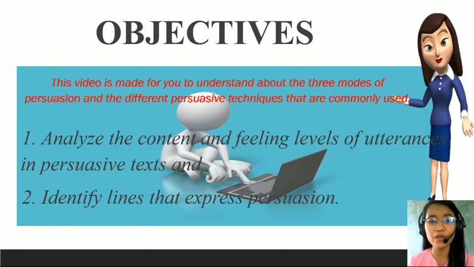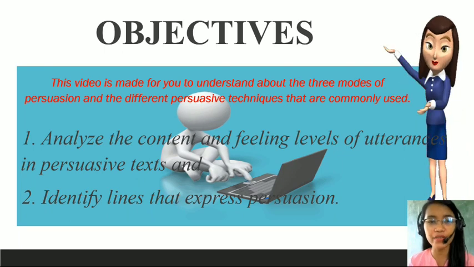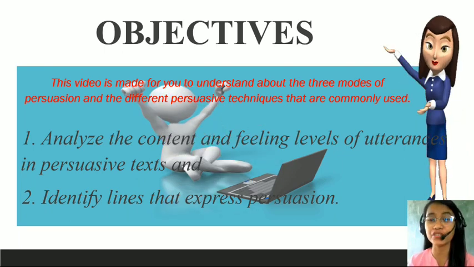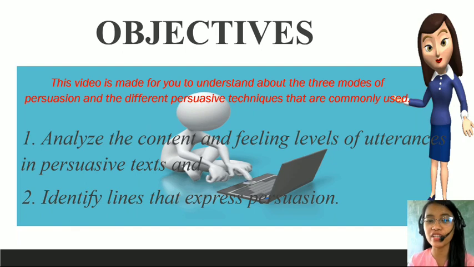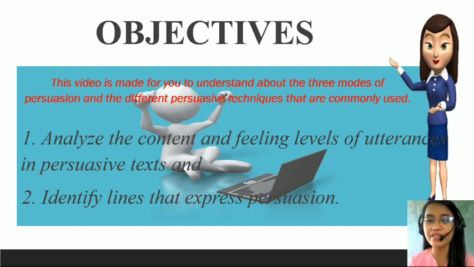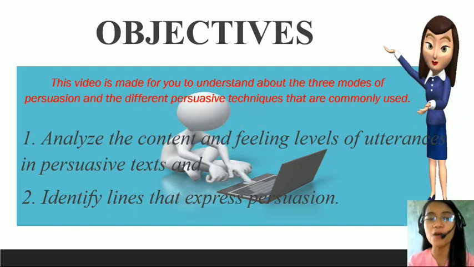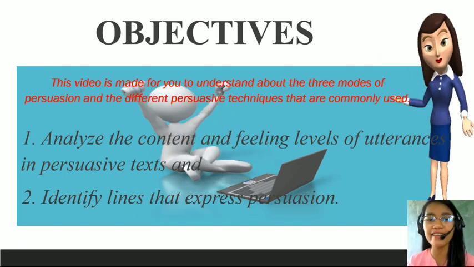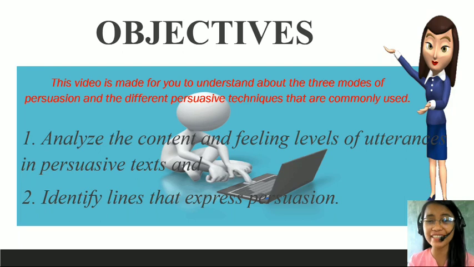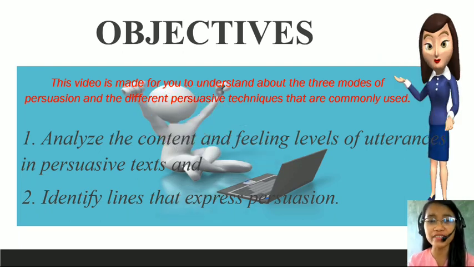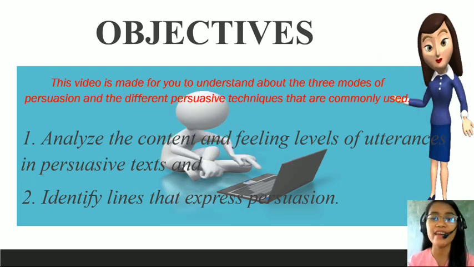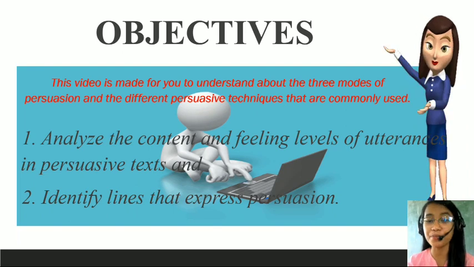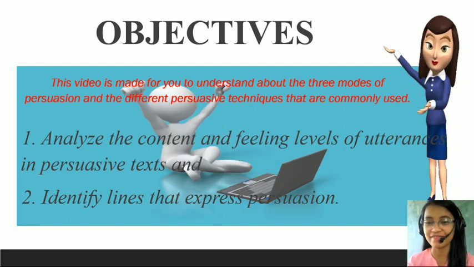So here are the objectives. So this video is made for you to understand about the three modes of persuasion and the different persuasive techniques that are commonly used. The first objective we have is to analyze the content and feeling levels of utterance in persuasive text and identify lines that express persuasion.